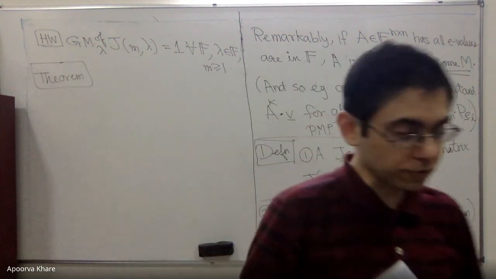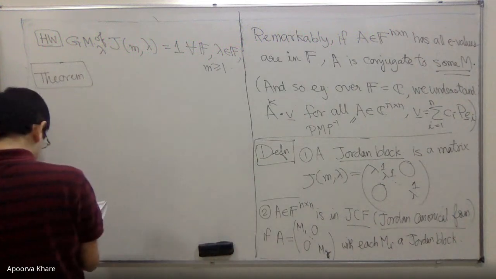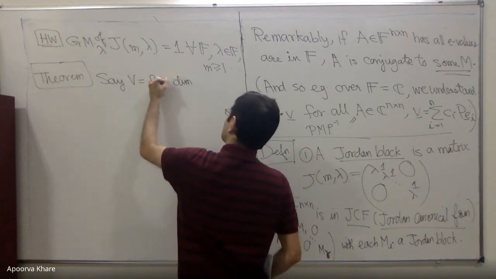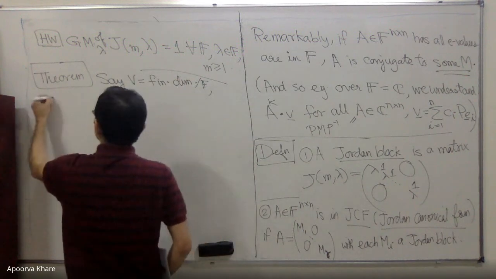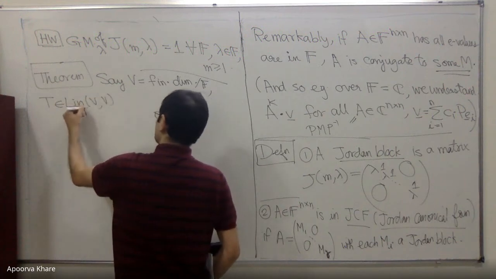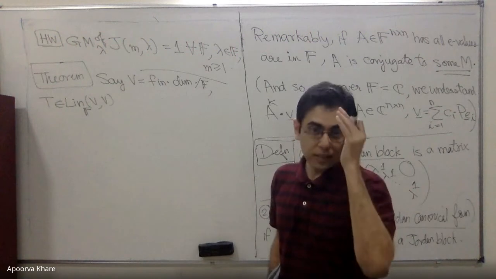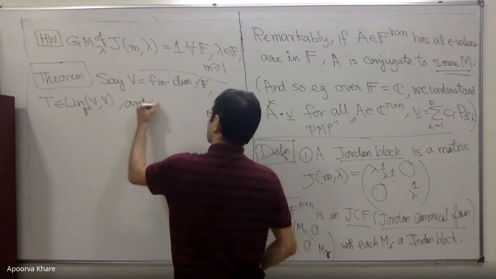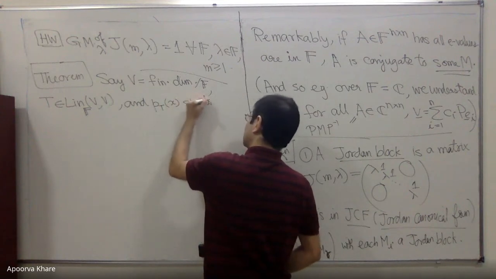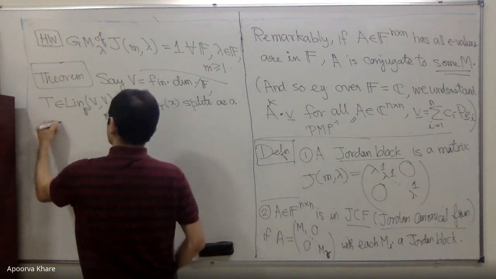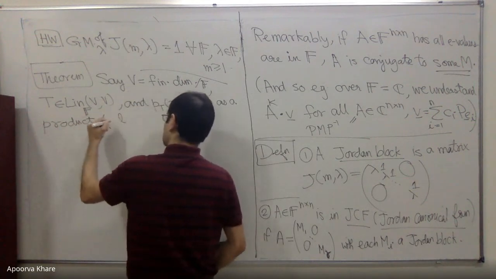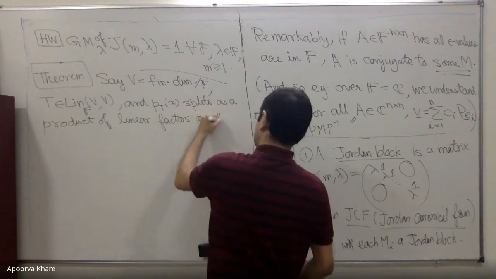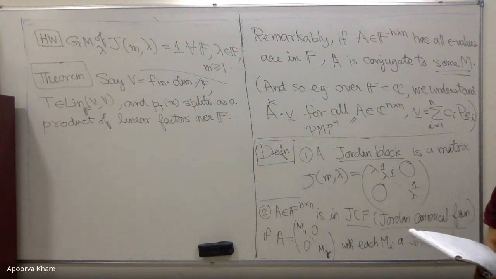Theorem, the theorem of the Jordan canonical form. Suppose V is finite dimensional. T is a linear map such that the characteristic polynomial splits as a product of linear factors over the field itself. P_T of x splits as a product of linear factors over F. Okay, I think these were all the assumptions.